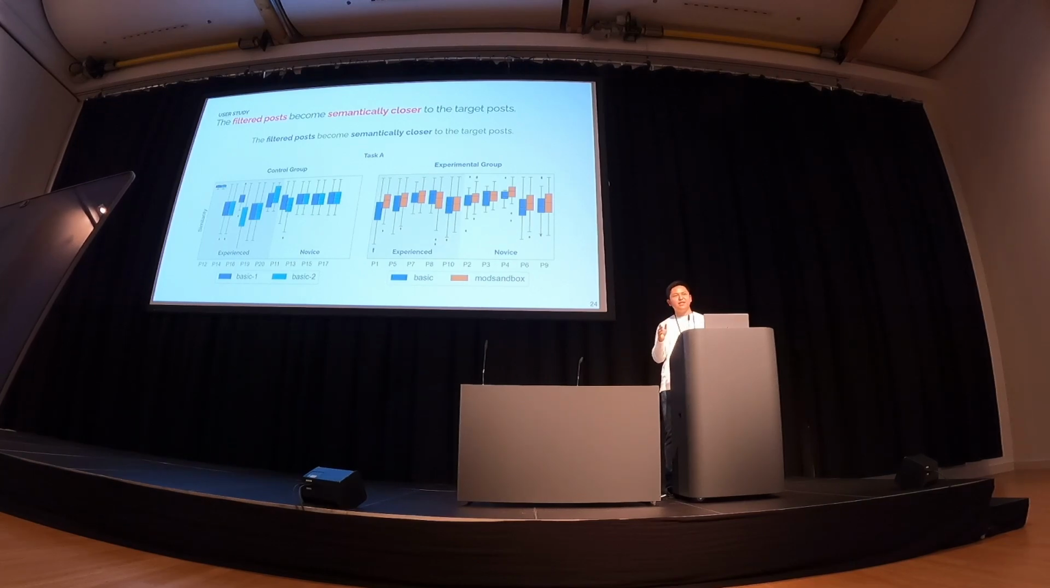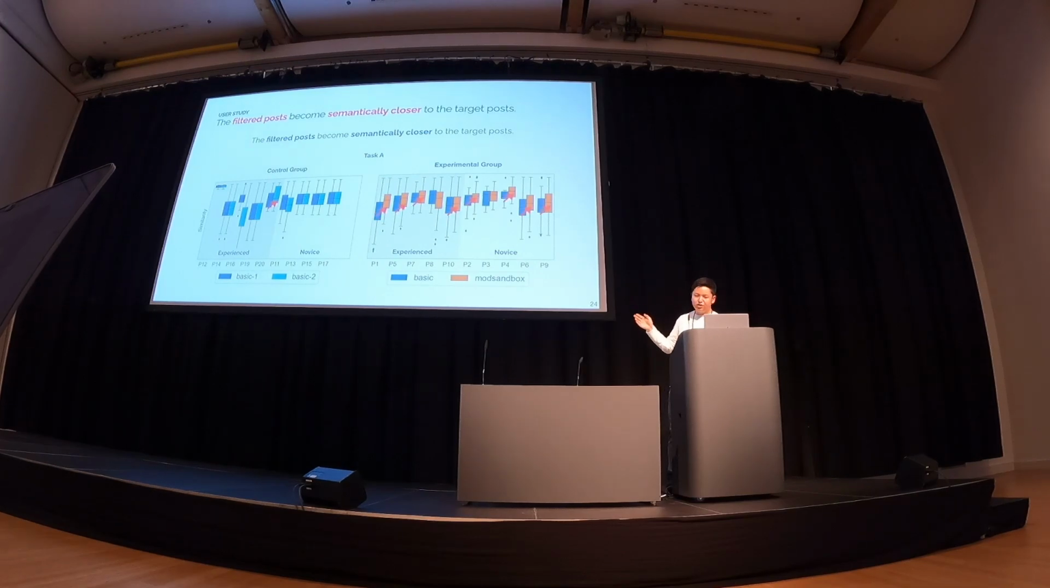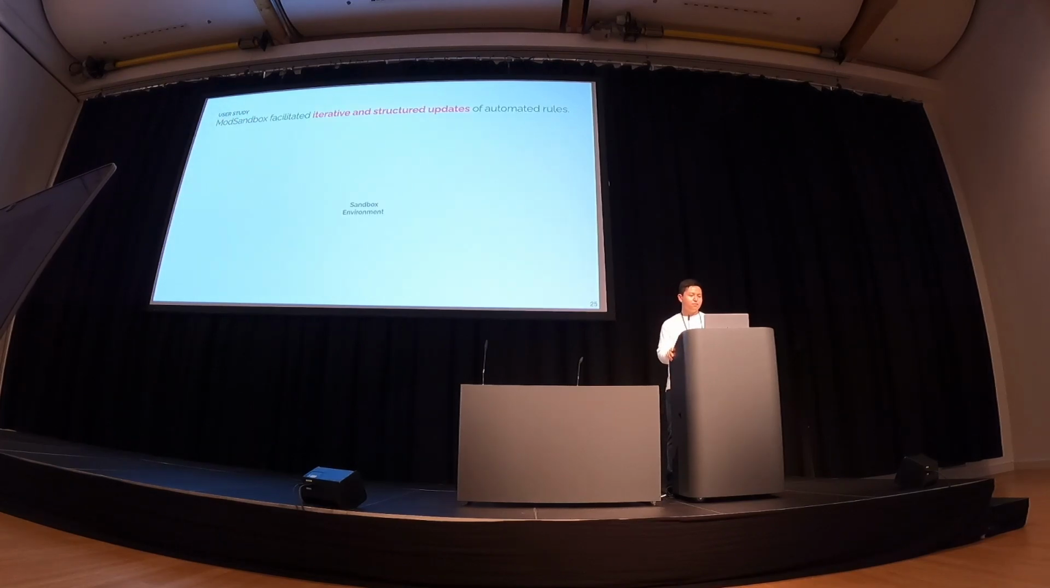Next, we analyzed the semantic similarity between filtered posts and target posts as a measure of how semantically close they are. We expected that an increase in the similarity during second chance would indicate that users effectively fine-tune their rules for capturing more task-relevant posts. As you can see here, only 1 participant in the control group improved their semantic similarity, but 8 participants using ModSandbox achieved this improvement, and 3 of them showed a significant increase.